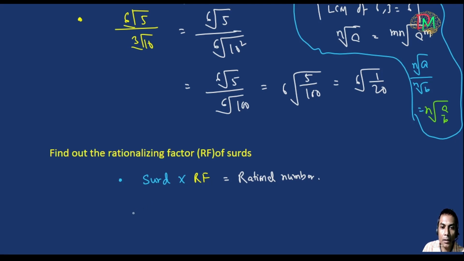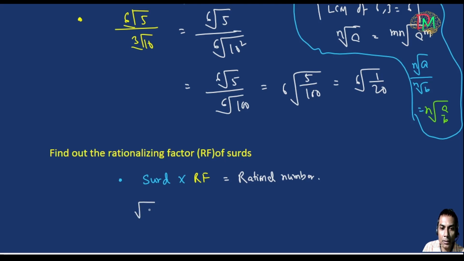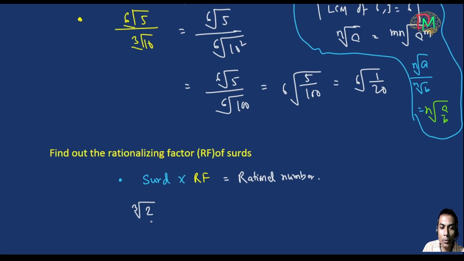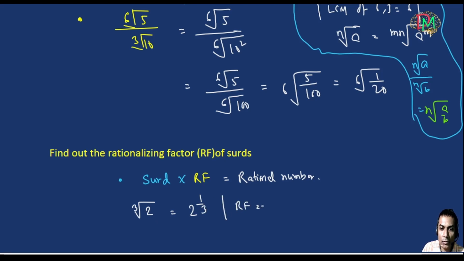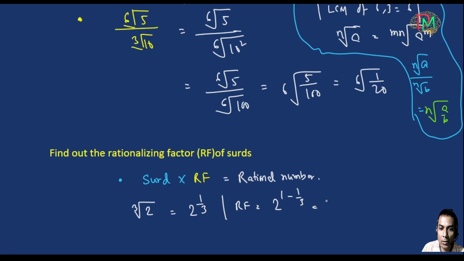For example, if there is a surd that is 3 root cube root 2, what is the RF? To find out the RF, convert it to 1 by 3, then RF is equal to 2 to the power 1 minus 1 by 3, which is equal to 2 to the power 2 by 3. Clear?